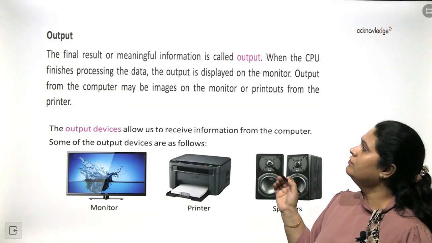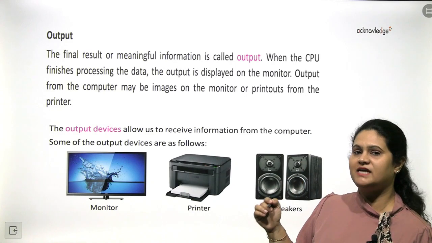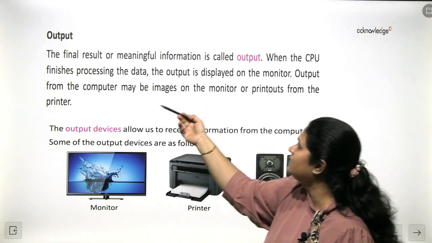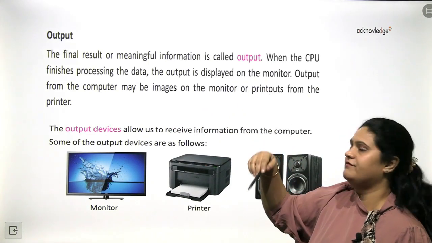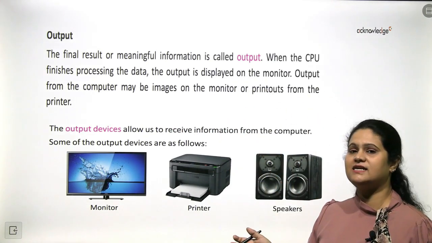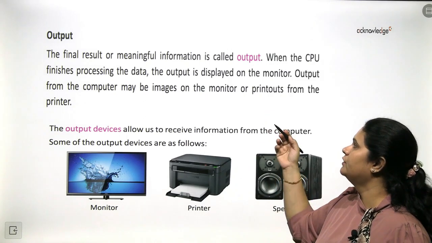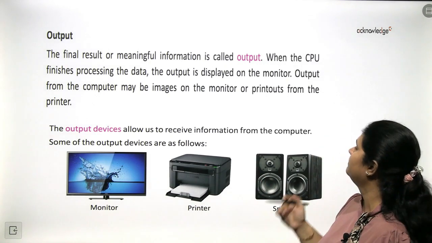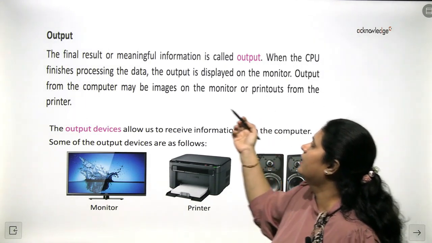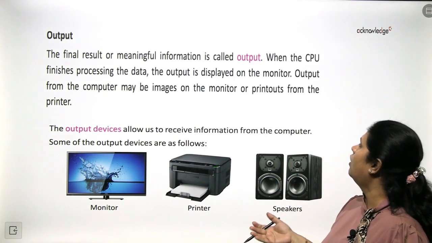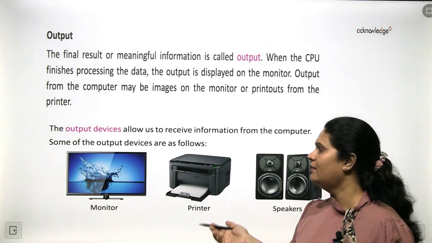Right? Now, the final result that we obtain is known as the output. The final result is the meaningful information. Right? When the CPU finishes processing the data, the output is displayed on the monitor screen. Right? Output from the computer can be in the form of some image or printouts from the printer.